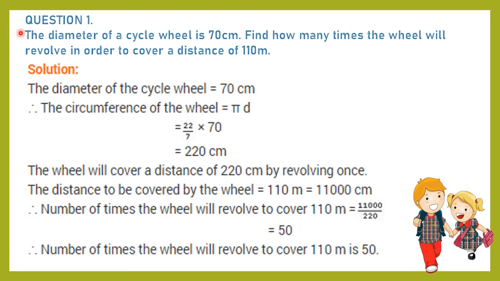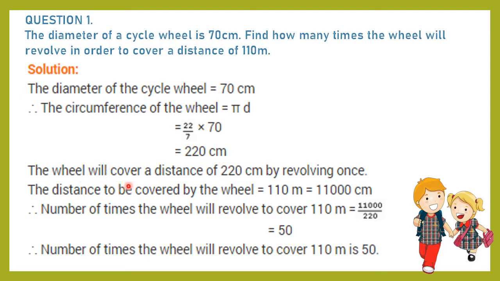See question number first. The diameter of a cycle wheel is 70 centimeter. Find how many times the wheel will revolve in order to cover the distance of 110 meter. So first of all you can observe, as you know, the distance covered in one revolution by a wheel is what? Circumference of a wheel. So first of all we have to calculate the circumference of the wheel. The diameter of the wheel is 70 centimeter. For circumference of the wheel, we have two options, either we use pi into d or we can apply 2 pi r. So the final answer is 220 centimeter.